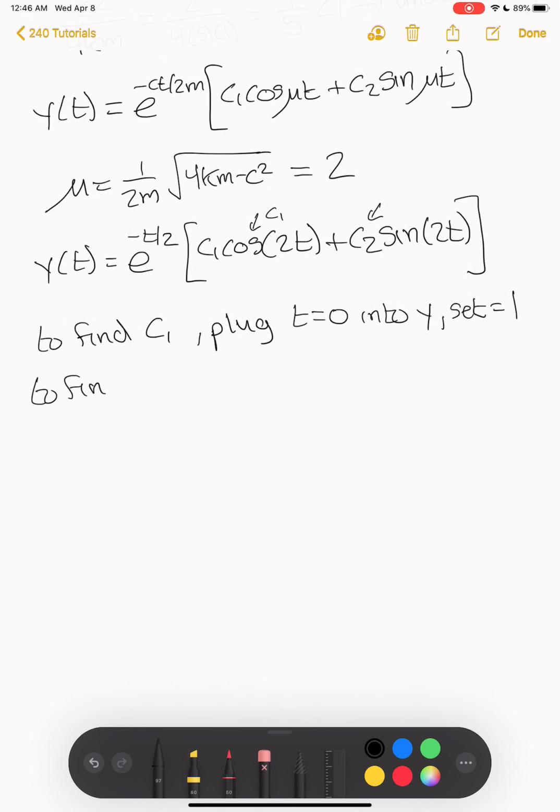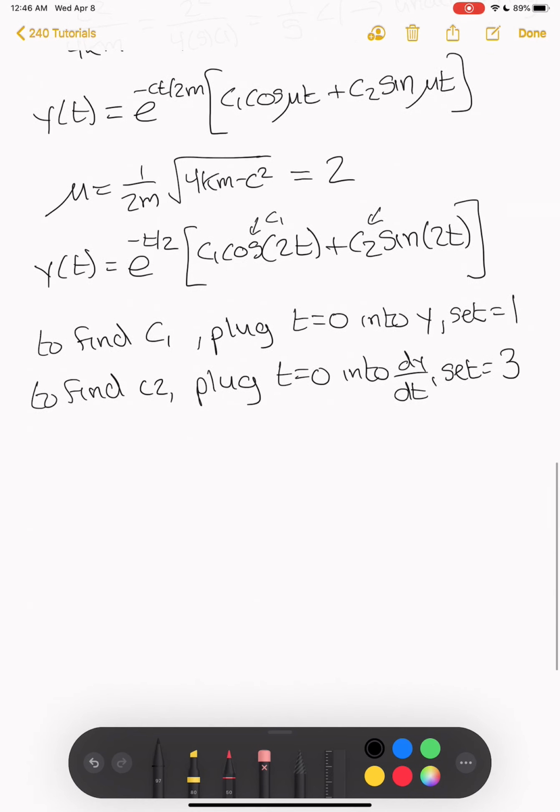So to find c2, they tell you to use the initial velocity like this, and you set it equal to 3, I believe it was. Yeah. And if you follow these, you should get C1 and C2 from these boundary conditions, and you will have done the problem.